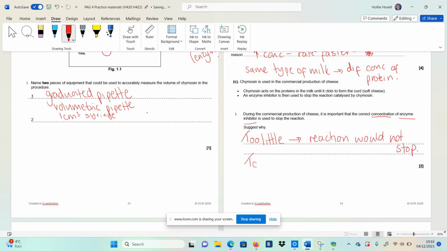If they use too much, it might affect the quality of the product. If it's got too much inhibitor, it might affect the quality. And then it's really a balance between the two, isn't it? Because you might say, oh, too much doesn't matter, as long as there's enough to stop it. But then you've got to think about the cost, haven't you? If you use too much, it's going to cost too much money. So you want to use as little as you can that makes it stop in time.